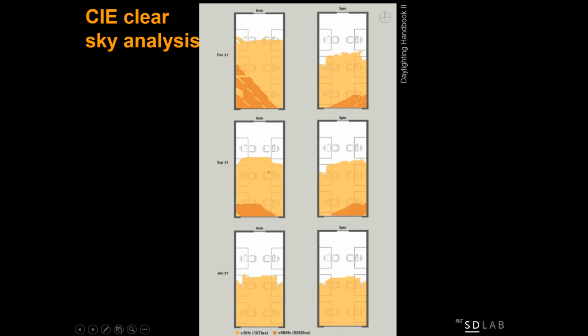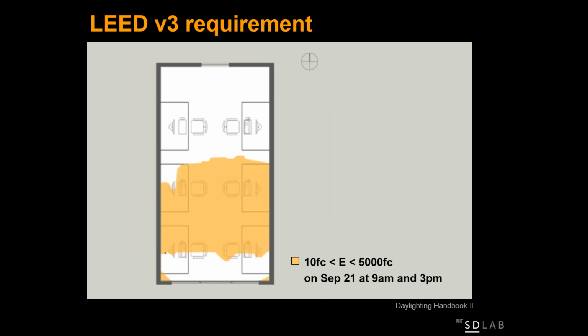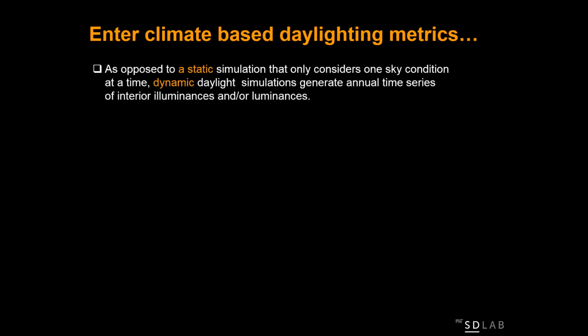And now the metric that was used by LEED version 3 for September 21st, 9 a.m. and 3 p.m. says: what is the area at 9 and at 3 on this day where I have more than 100 lux but less than 5,000 lux? And this is what you see here. So here the distribution based on clear sky condition is to say wherever it's yellow, we have adequate daylighting.